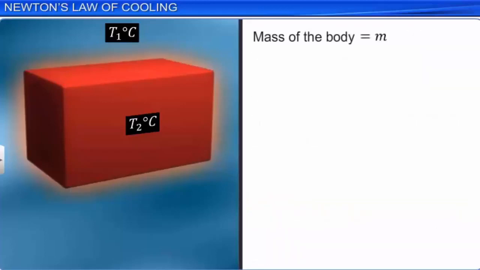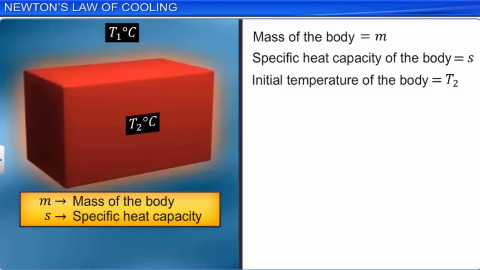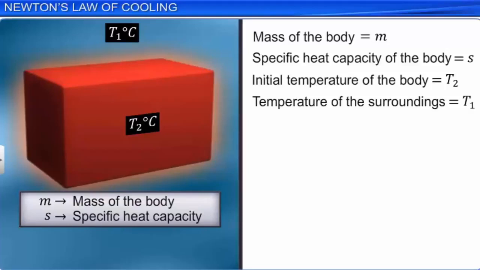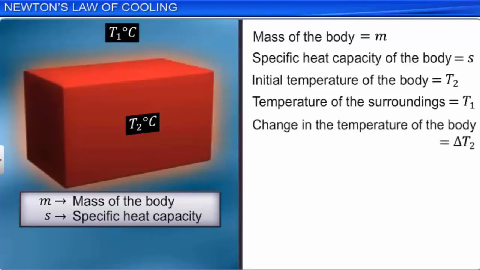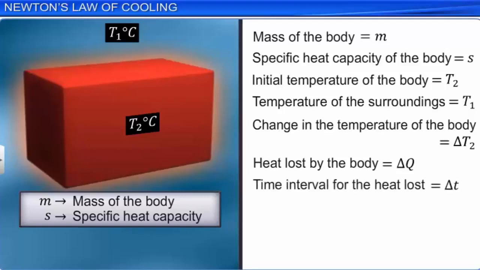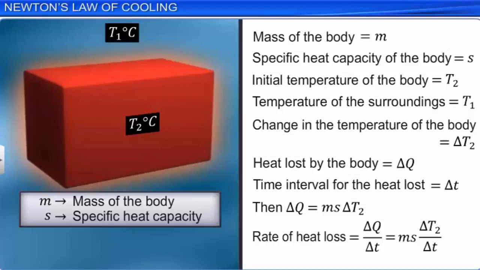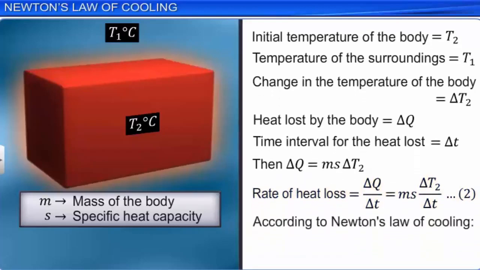Let the mass of the body be m, whose specific heat capacity is S, at an initial temperature T2, with its surroundings at a temperature T1. If the temperature of the body is changed by delta T2 because of a small loss of heat delta Q in a small interval of time delta t, then delta Q can be expressed as a product of m, S and delta T2. Then the rate of heat loss is equal to delta Q by delta t equals m S delta T2 by delta t. Let this be equation 2. But according to Newton's law of cooling, we have minus delta Q by delta t is equal to K into T2 minus T1.